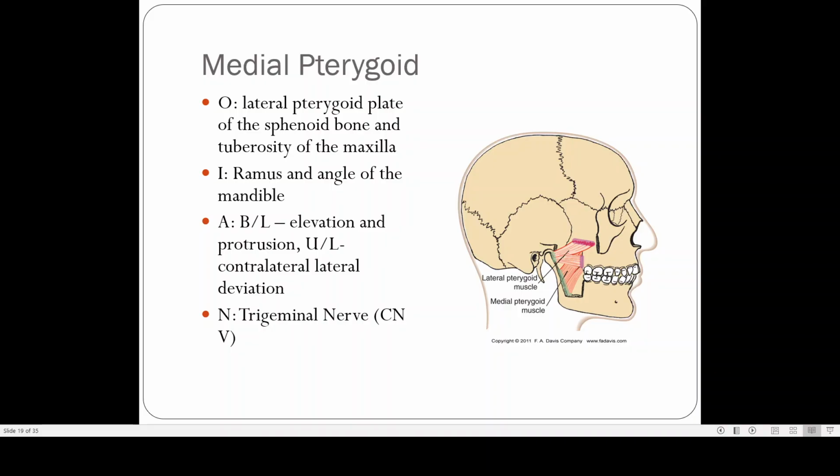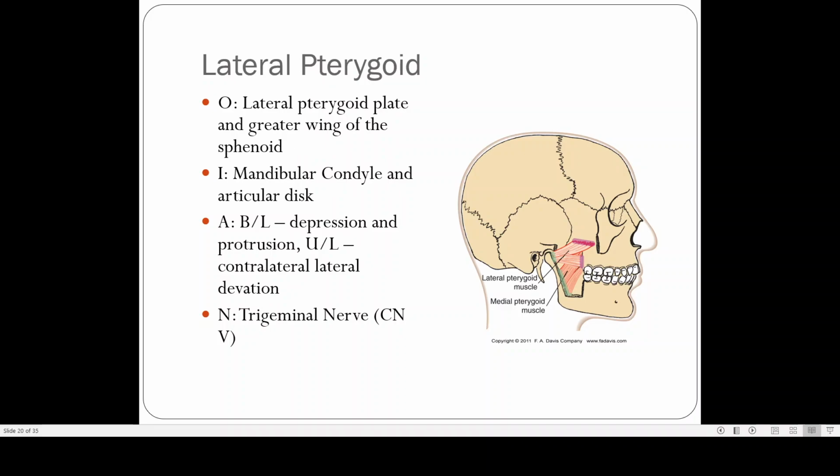Deep to the masseter, we have the medial and lateral pterygoids. The medial pterygoid in this picture is the darker orangey color, and it's coming off the lateral pterygoid plate of the sphenoid and the tuberosity of the maxilla, running down to the ramus and angle of the mandible. Bilaterally, it's going to elevate and it's going to cause protrusion. Unilaterally, it causes contralateral lateral deviation, so it laterally deviates to the opposite side. Also, cranial nerve 5 trigeminal. Your medial and lateral pterygoids are best felt inside the mouth because they are deep. And so you'll want to make sure when you're palpating this that you glove up to palpate the pterygoids.